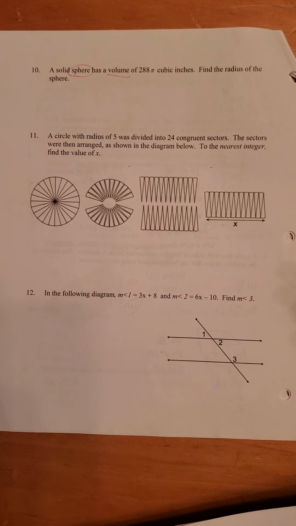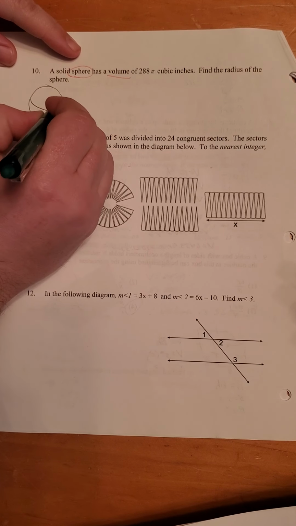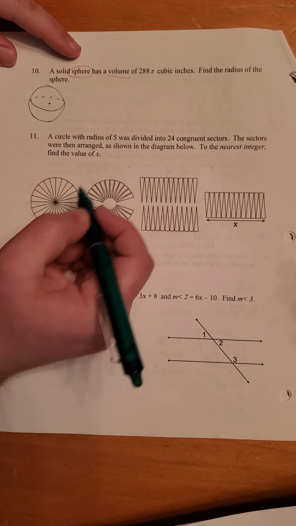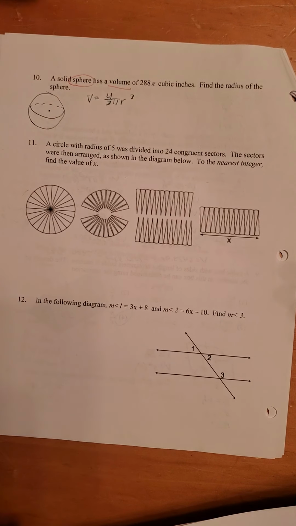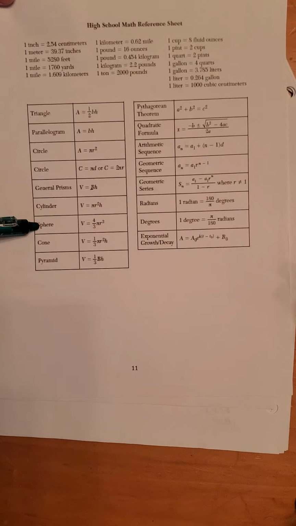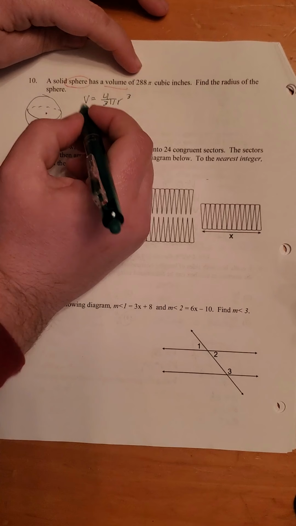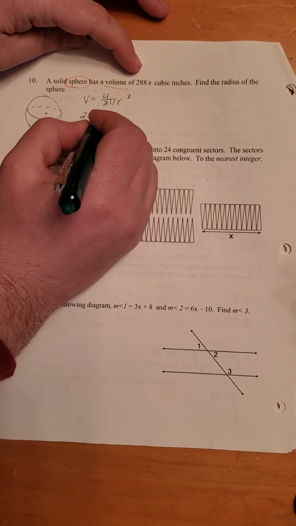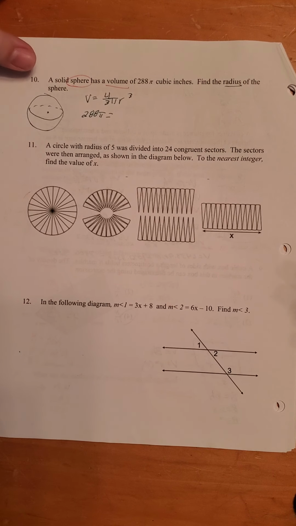A solid sphere has a volume of 288 pi cubic inches. Find the radius of the sphere. So we're back to a sphere. This time we have the volume of it. So we need the volume formula again, which is 4/3 pi r cubed. I'm getting that from my reference table, okay, for a sphere. We know the volume, so when we plug in the number, it goes in for V, for the actual volume. The only thing missing in a volume formula is the radius, which means if you're given the volume, you can easily find the radius, which is what we're looking for, by solving.